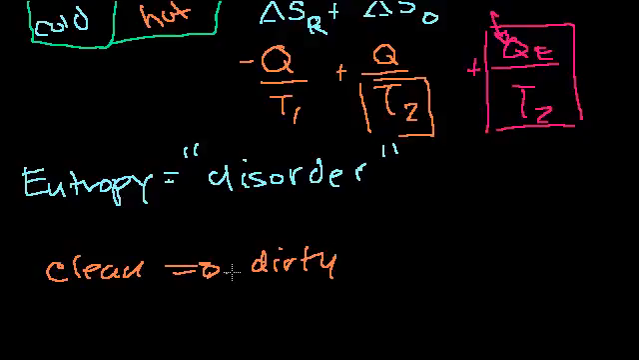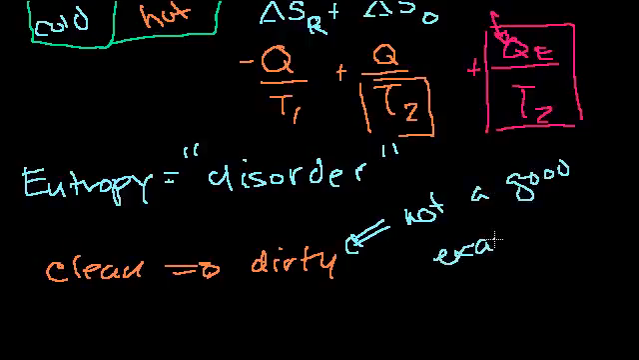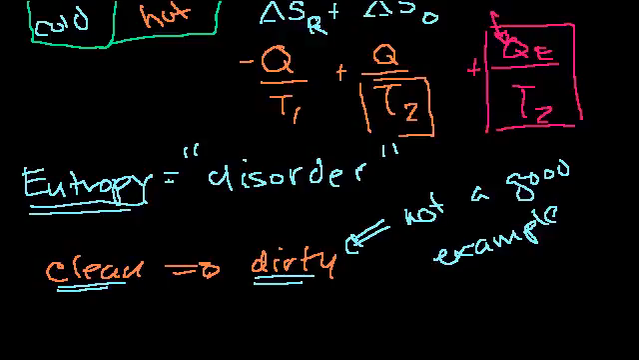The dirty room has more disorder than the clean room. And this is not a case of entropy increase. So this is not a good example. Why is that? Because clean and dirty are just states of the room. Remember, entropy is a macro state variable. It's something you use to describe a system where you're not in the mood to sit there and tell me what exactly every particle is doing.